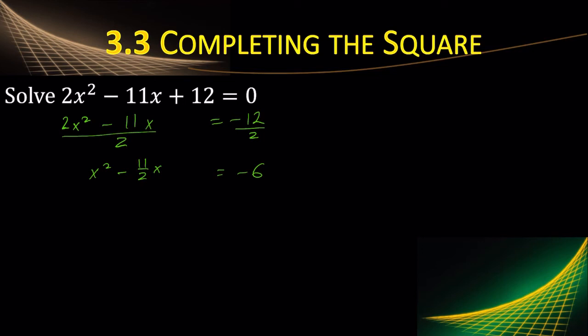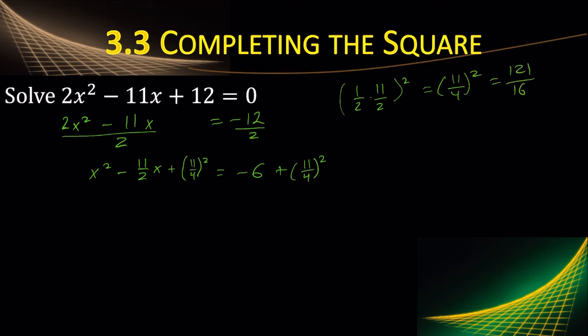To complete the square, I'm going to have to add half of 11 halves squared. Half of a half is a quarter, so this will be 11 quarters squared to both sides. And again, that's half of 11 halves, squared. So that's 11 over 4 squared, or 121 over 16.